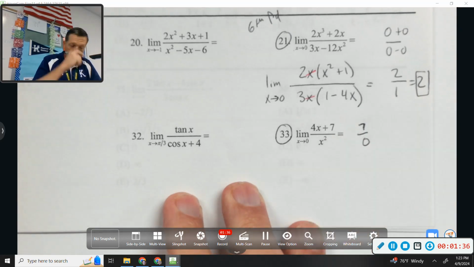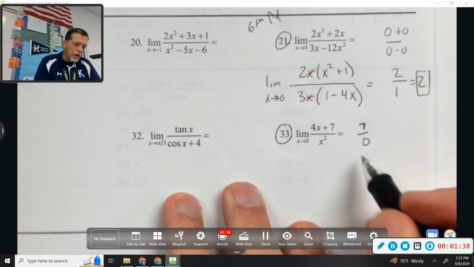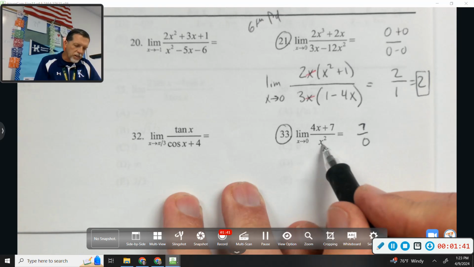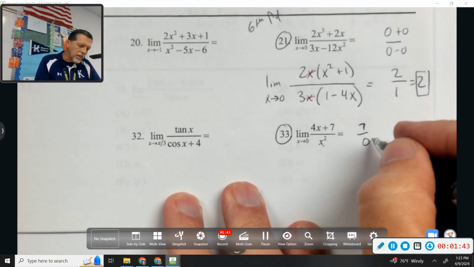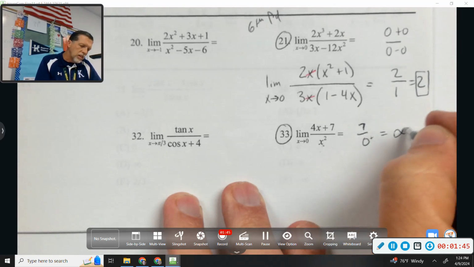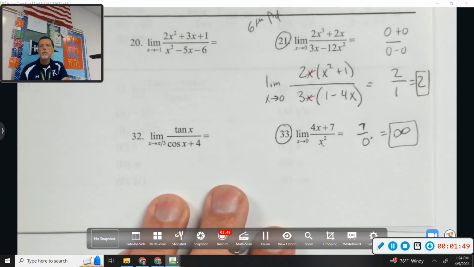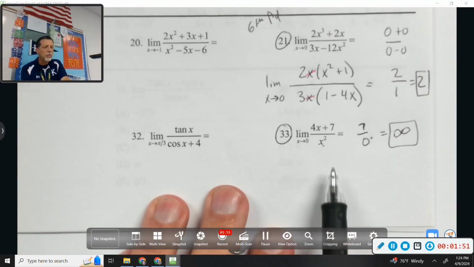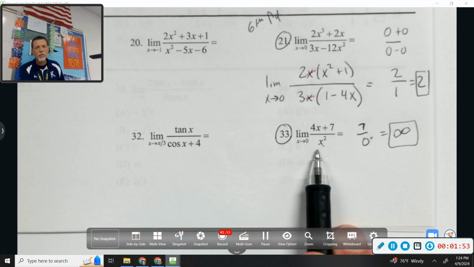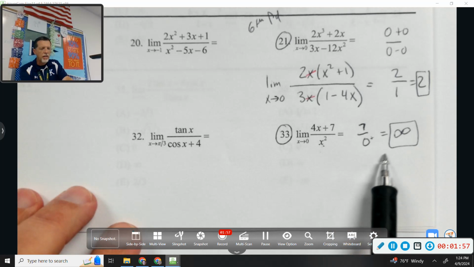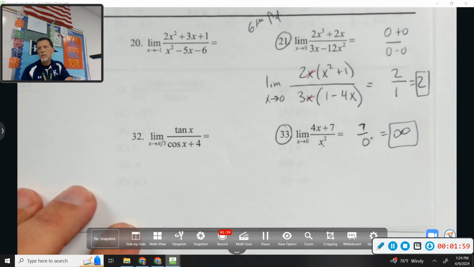Okay, well the top is definitely 7. The bottom, because it's squared, is always going to be positive. So this answer will be infinity. It doesn't matter which side I plug in on 0. When I square it, it becomes positive. So 7 divided by a really small positive number is infinity. Positive.